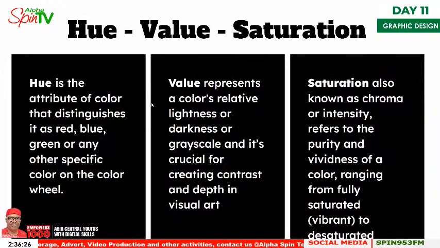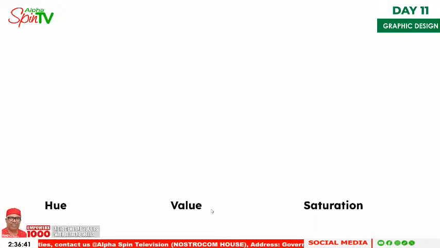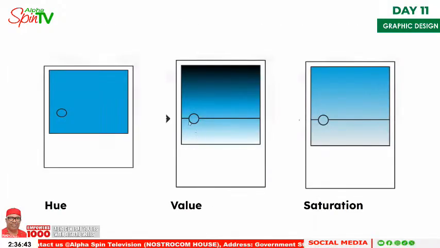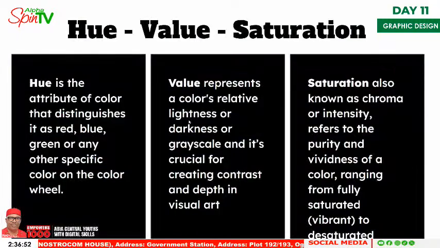Now, value. Value represents a color's relative lightness or darkness, or grayscale, and it's crucial for creating contrast and depth in visual art. Look at the example of value here. Value represents a color's relative lightness or darkness. Last time we were talking about when you want to get contrast, light to shade.